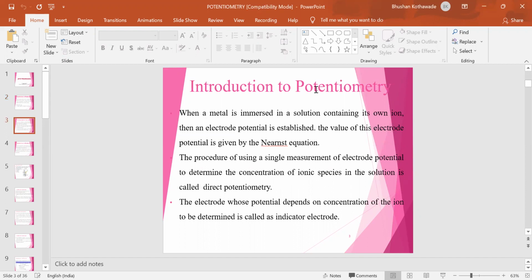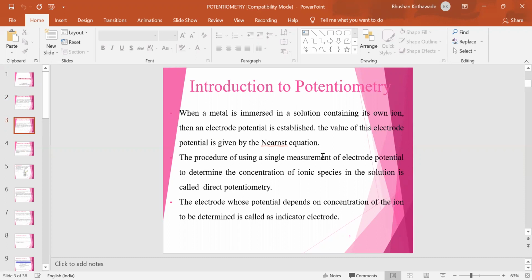The principle of potentiometry is mainly based on the Nernst equation. When a metal is immersed in a solution containing its own ions, an electrode potential is established, and the value of this electrode potential is given by the Nernst equation. So potentiometry is explained mainly by the Nernst equation principle.